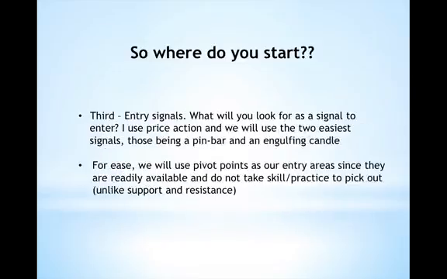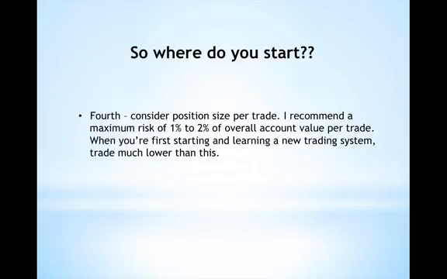Third, entry signals. What will you look for as a signal to enter? I use price action, and we will use the two easiest signals, those being a pin bar and an engulfing candle. For ease, we will use pivot points as our entry areas since they are readily available and do not take skill or practice to pick out, unlike support and resistance. Fourth, consider position size per trade. I recommend a maximum risk of 1% or 2% of overall account value per trade. When you're first starting and learning a new trading system, trade much lower than this.